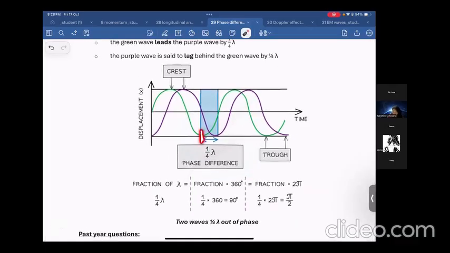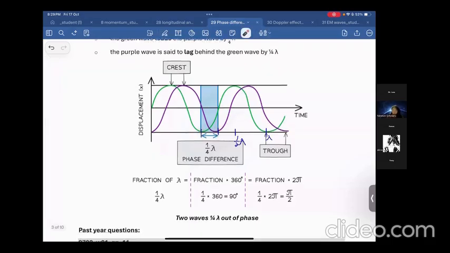If I look at the green color here, trough to trough is considered one complete wave. Here to here is one complete wave. Half of the green color here is 1/2 wave. Half again is 1/4 wavelength. So what is the difference between the green color and purple color? They are 1/4 wavelength apart.